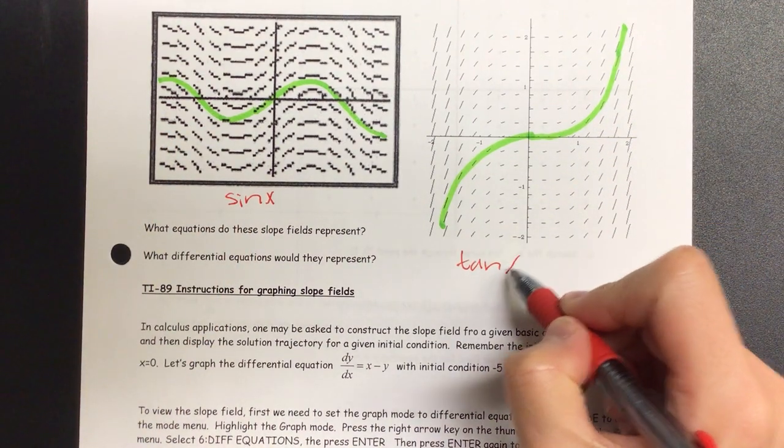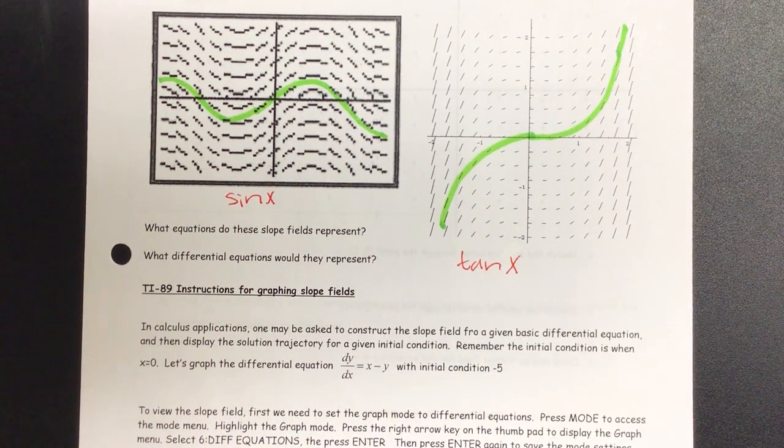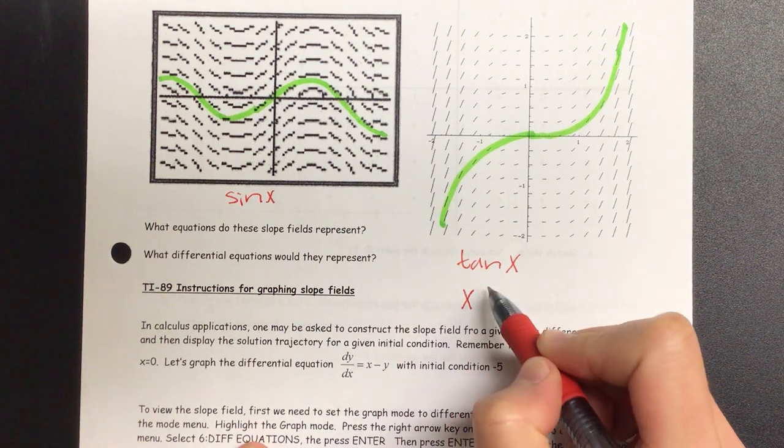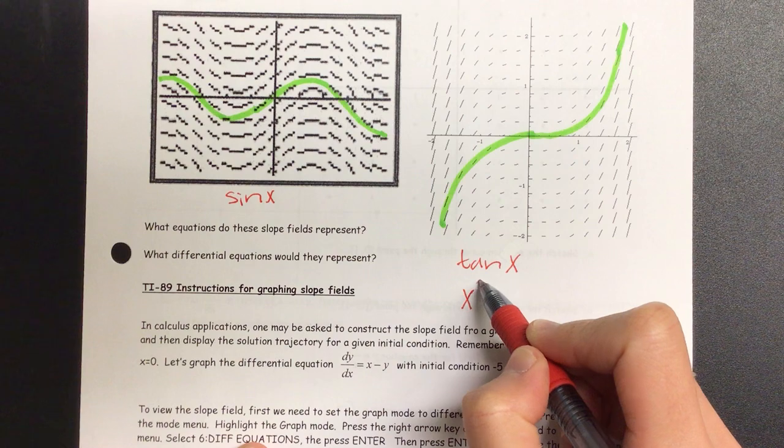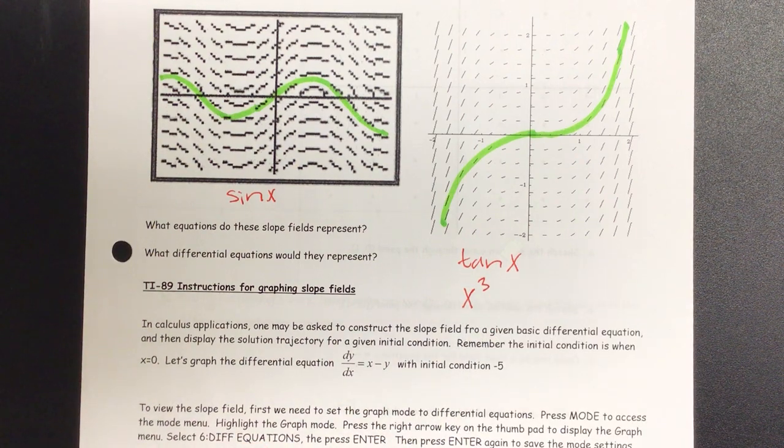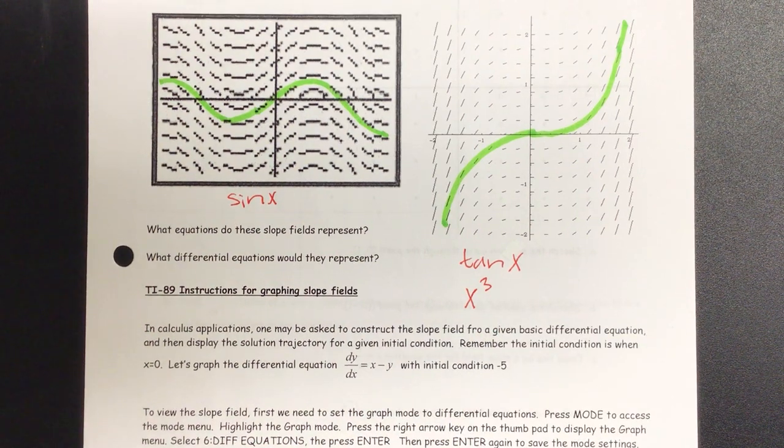And let's say I want something other than the trig function. What else does this look like? X to the power of 3. Now what really matters is the next page. So on the next page, we're going to find the slope field on every single point provided. So let's see.